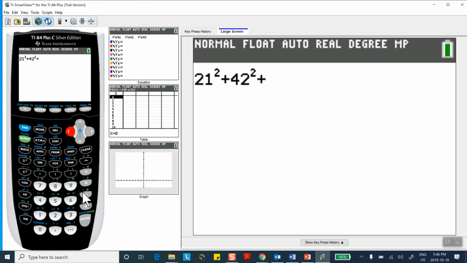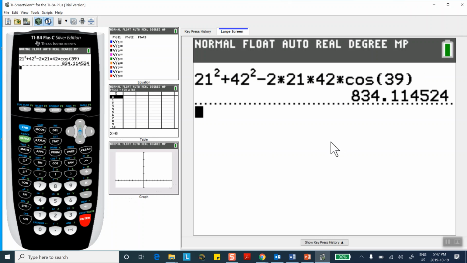Minus, actually the law of cosines says minus 2 times 21 times 42 times cosine of the angle between them, I think it was 39. You close the parentheses.